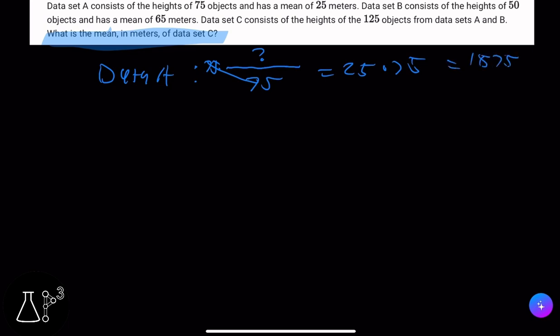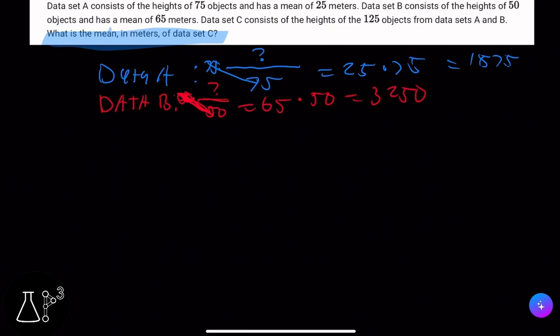So let's do dataset B now. Same thing. I'm given that it has the heights of 50 objects, so a total of 50 objects used, and then we have a mean of 65. Same thing, just multiply 50 on both sides, these cancel out. If I do 65 times 50, I'm going to get 3,250. This is the total value of all the heights together.